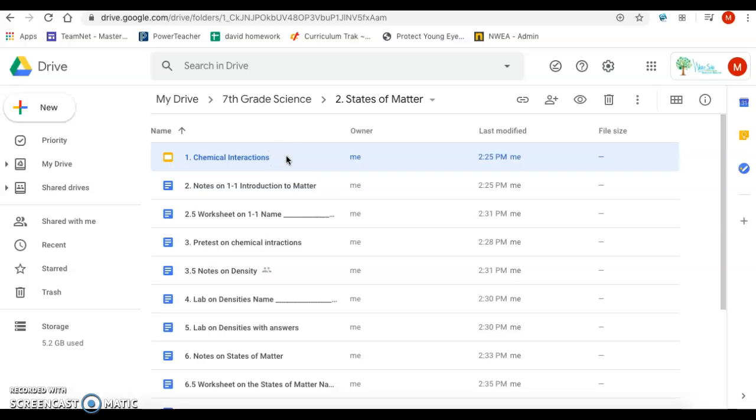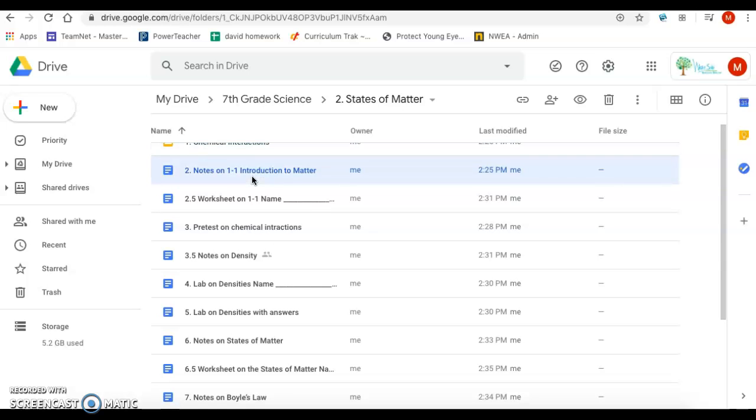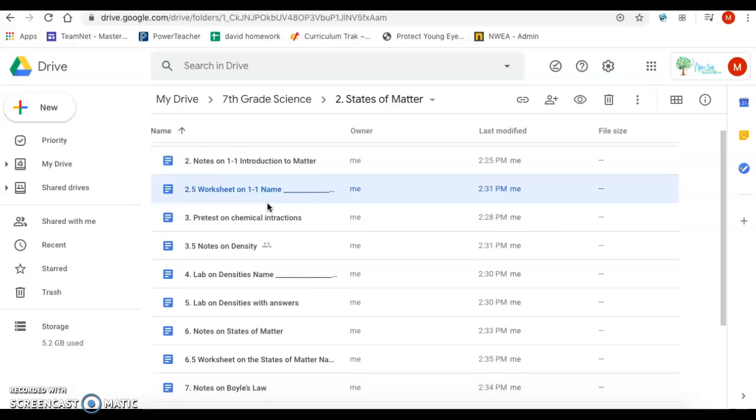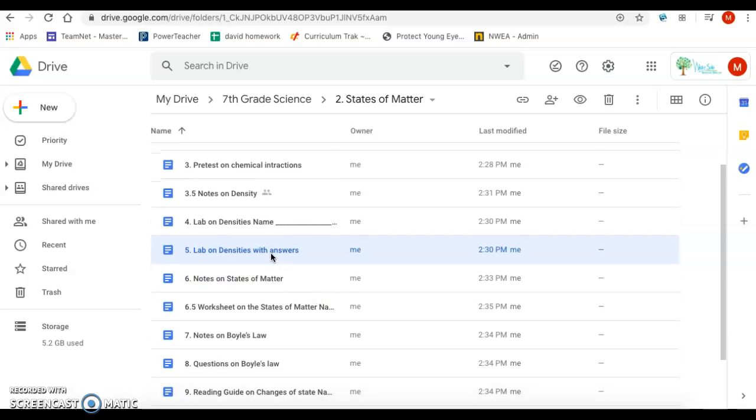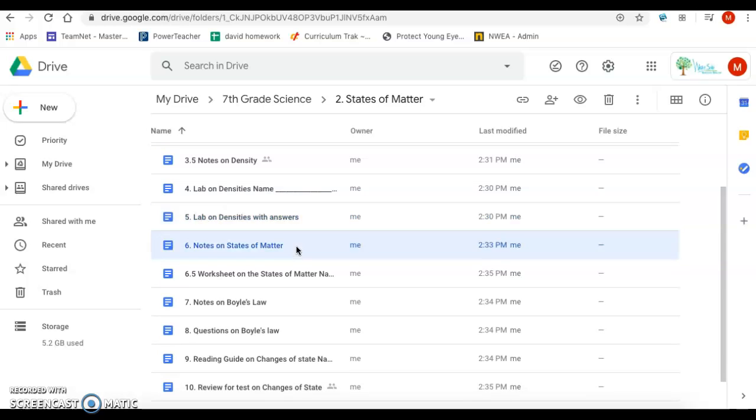Okay. Worksheets to go along with it, stuff to help you out. Notes on 1-1, worksheet on 1-1. I did do a pre-test on chemical interactions, just to see what they knew and what they didn't know going in. This is the first content-heavy unit, and so I just wanted to know what they knew going into it. Notes on density, lab on density, answers to the lab on density. I give them a range to figure out these different objects, and I said, hey, if you're within 10% or whatever percent, it's good. So there's a range on there.